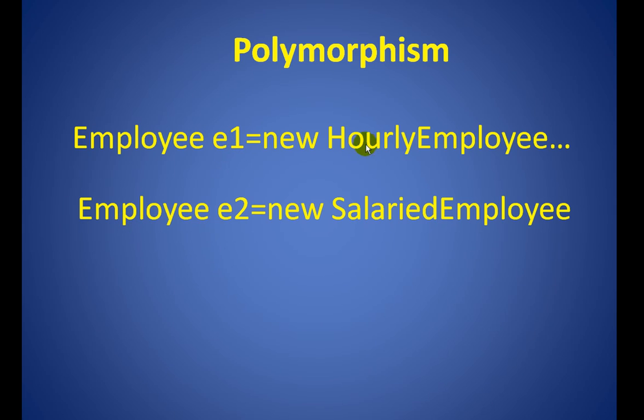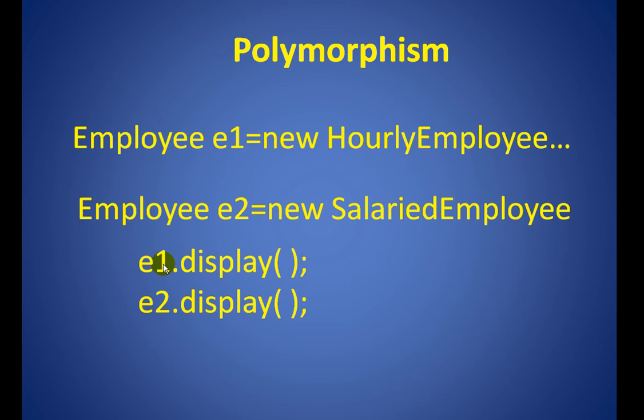Remember that hourly employee also has a method called display. Salaried employee also has a method display, which is again defined in the superclass employee. Now if we say e1.display and e2.display, so we are calling the method display in e1 and method display in e2. Which display will be run?